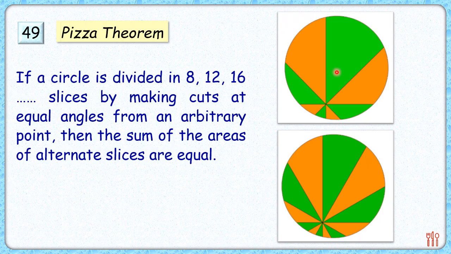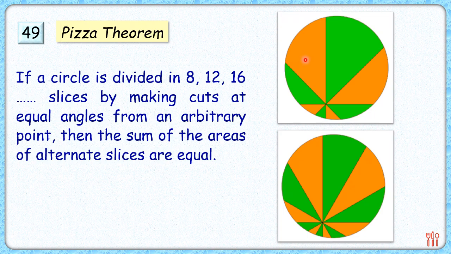Now the theorem states that instead of the center, if you are cutting across a point anywhere on the pizza, and you are dividing it into 8, 12, 16, 20, 24 pieces, and the angle made at the center of each piece is the same, right? So the angle has to be the same and total cuts have to be a multiple of 4 starting from 8. Then the area of this orange region and green region will be equal. Now that's an amazing outcome, right?